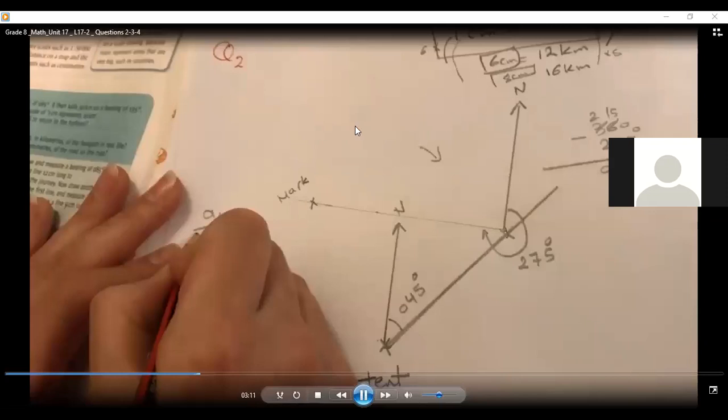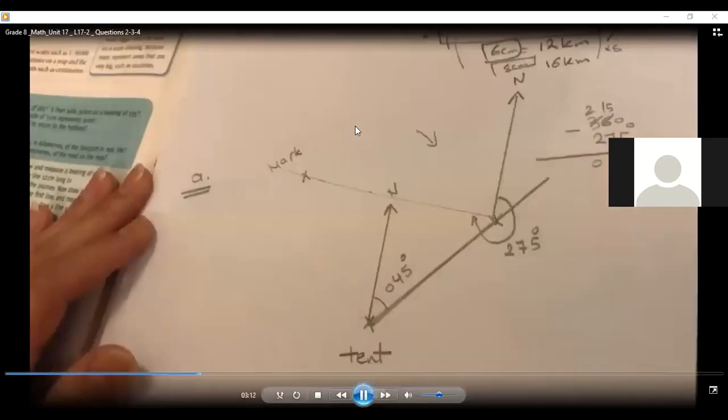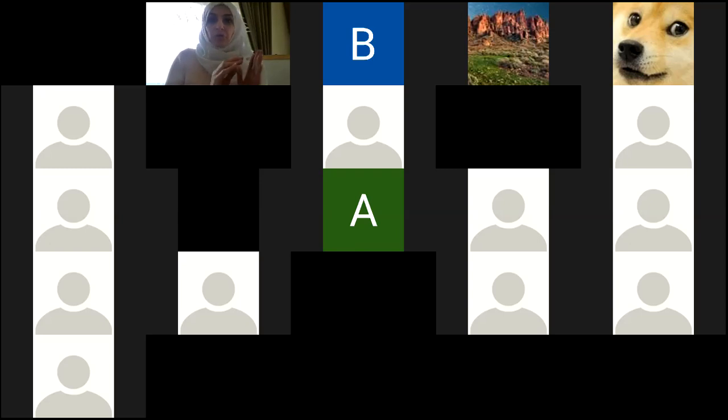Okay, so any question about the first part? How did we draw the first bearing? How did we draw the second bearing, which is 275? We subtracted from 360 and drew the counterclockwise angle. Yes, any question? Do you have any question or is everything okay? No, everything is okay. Great. Okay. Any other questions? Can we continue with part B? Yes, so let's continue.